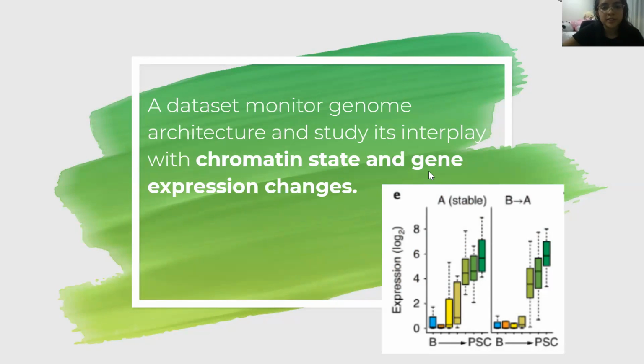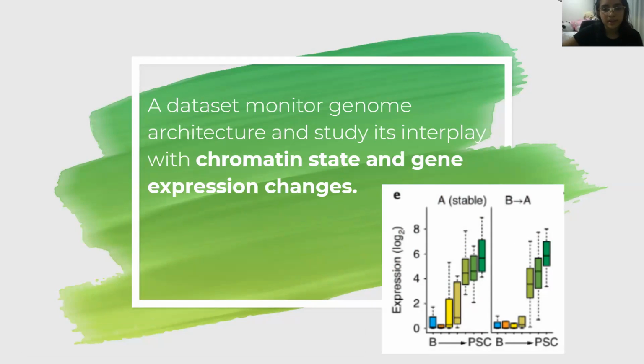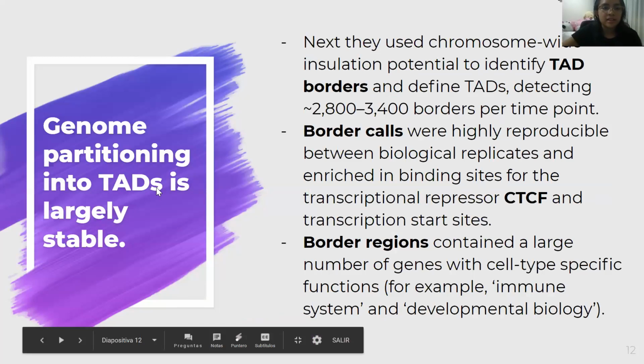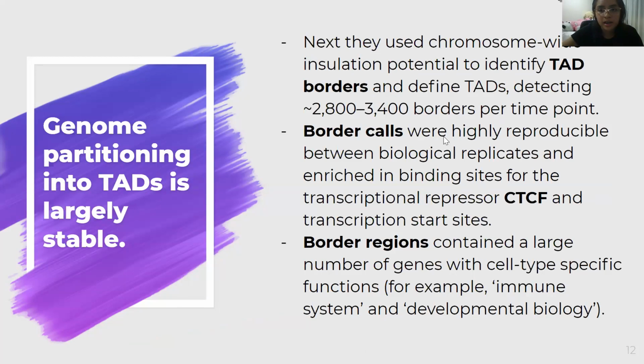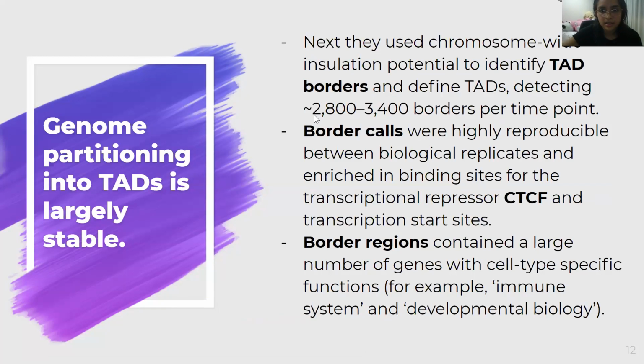As I said before, the chromatin state and the gene expression changed. This doesn't explain very well why this changed, but it is actually that this will change. Other important things are that the genome has domains in the cells. These domains are important because they contain a large number of genes that carry out cell type-specific functions. So a cell can be used for the immune system or developmental biology. These are affected a lot of times in the reprogramming.